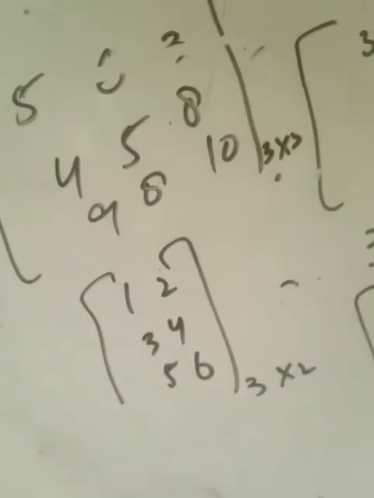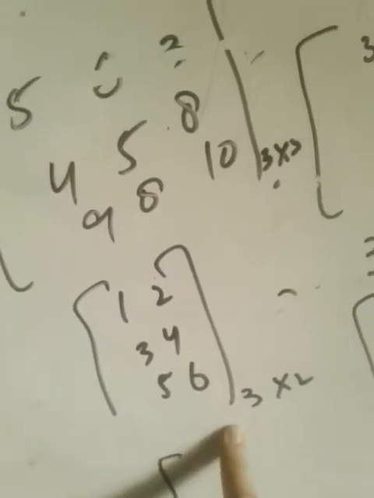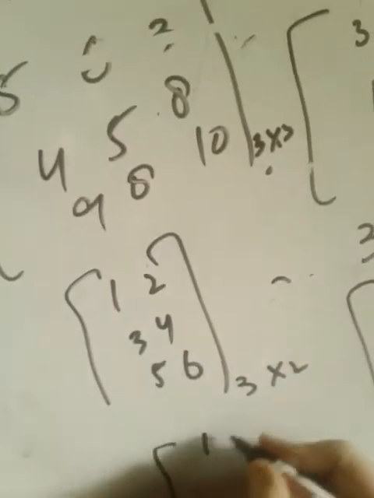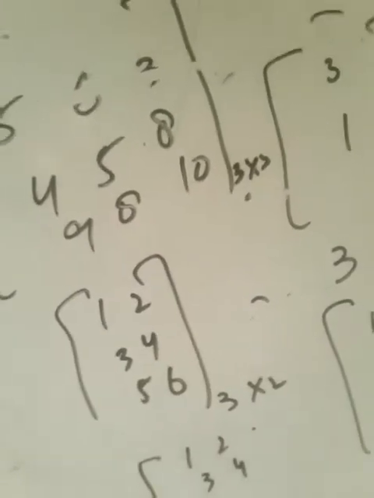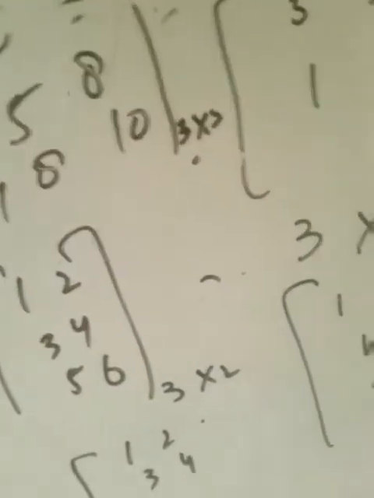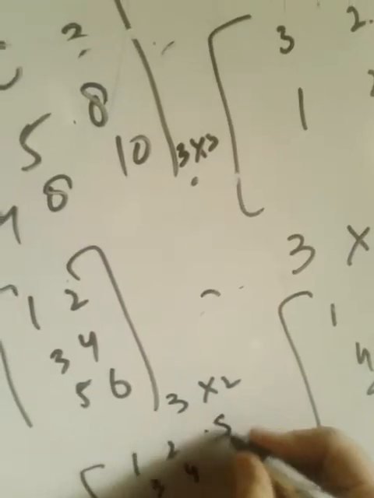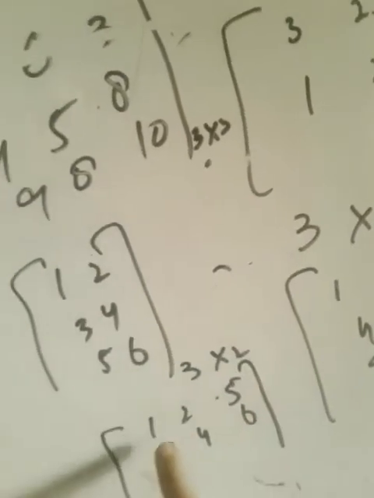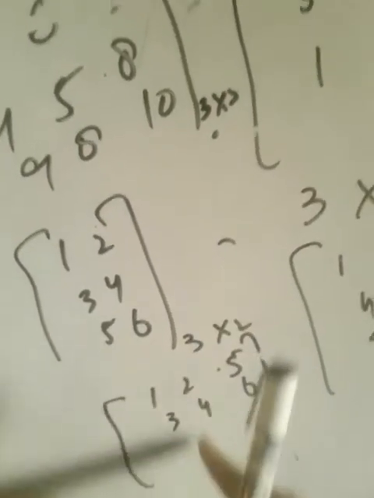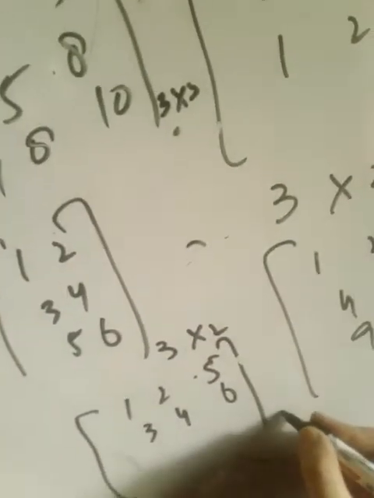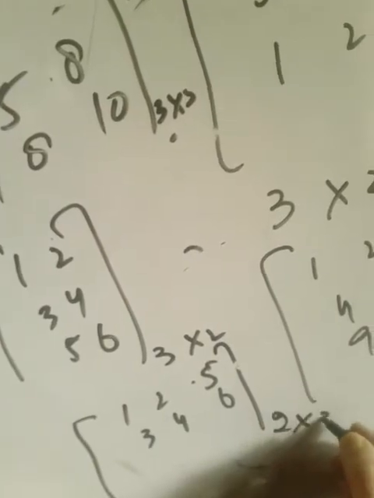Let's construct a 2 by 3 matrix. So a 2 by 3 matrix has how many rows? 2 rows: 1 2 3, 4 5 6. And how many columns? We have to keep 3 columns. So how many rows? 1 row, 2 rows. How many columns? 1 column, 2 columns, 3 columns. So this matrix is 2 by 3.